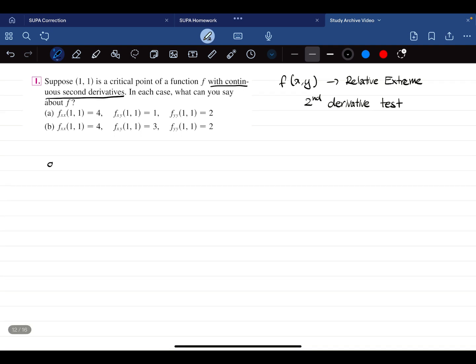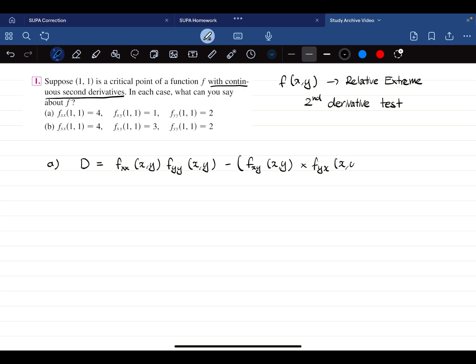So this is directly applying the determinant D, which is f_xx times f_yy minus f_xy squared. The reason why we don't also write f_yx is simply Clairaut's theorem. You can technically think of it that way, but Clairaut's theorem basically says that it's okay to abbreviate like this.